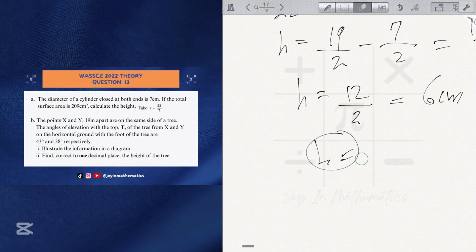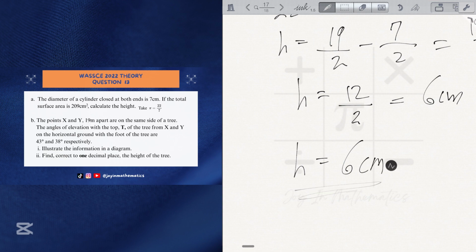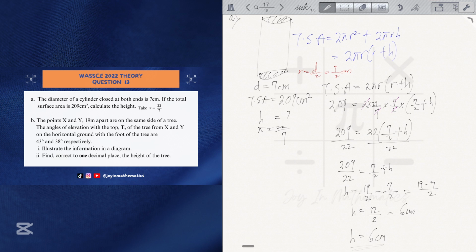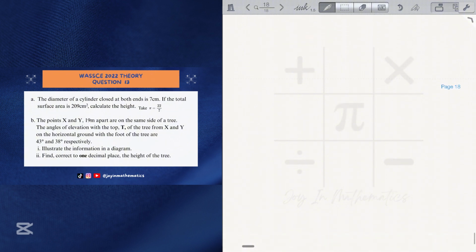Yeah, we got it. So we have 6 centimeters. Now let's proceed to question B. Question B is a question on angle of elevation and depression. So let's begin. Move to the next page. It says 2 points x and y. So let's have a straight line. We have point x here, or let's say y here and x here.